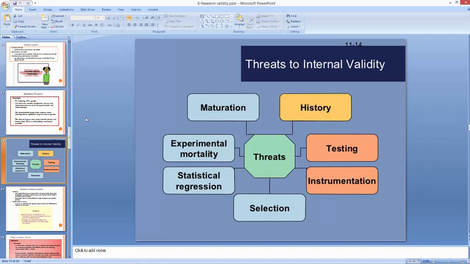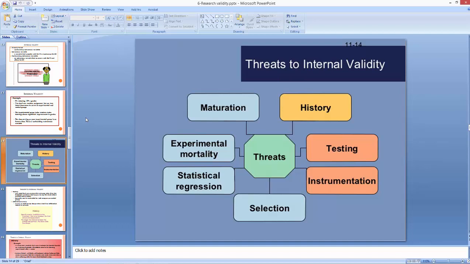Statistical regression is that everybody in the group needs to be somewhat heterogeneous. If you have everybody at an extremely high level or an extremely low level of whatever your problem is, you're going to see regression to the mean. If everybody in your group is highly depressed, even without treatment, you're going to see a reduction in depression over time.